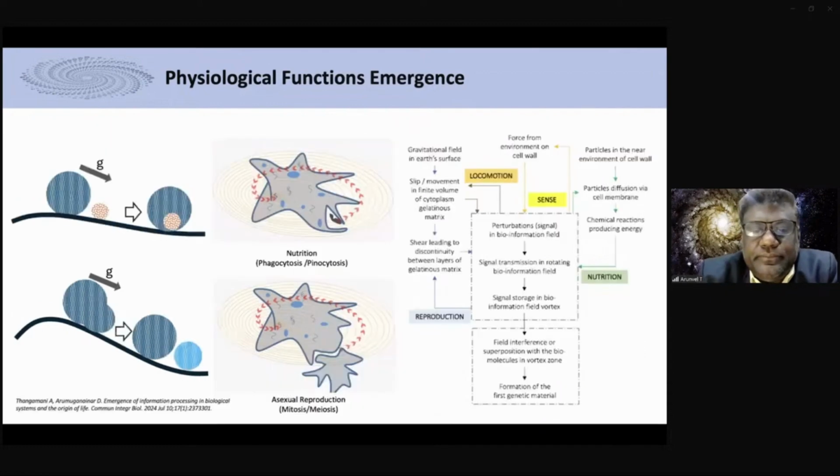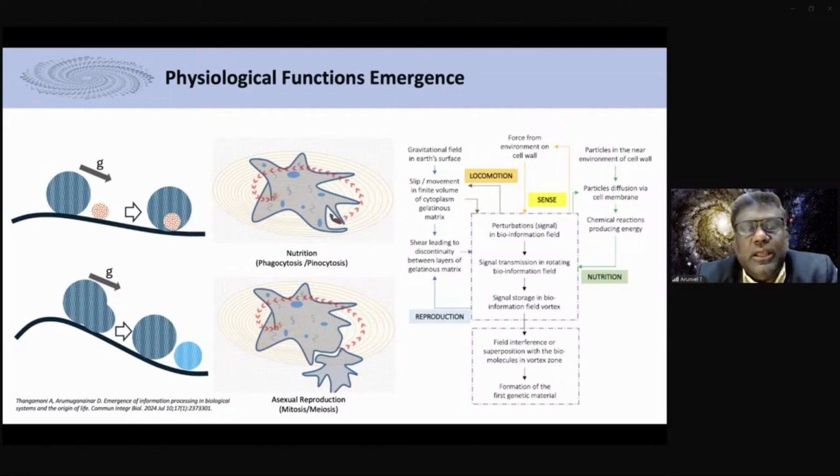Next one, please. Yeah, now let's look at the other basic characteristics. We know that in protists, we are looking at the formation of sense, nutrition, locomotion, and reproduction. In the case of nutrition, particles naturally diffuse via the cell membrane and get into the cytoplasmic matrix. And there are chemical reactions that take place producing energy.